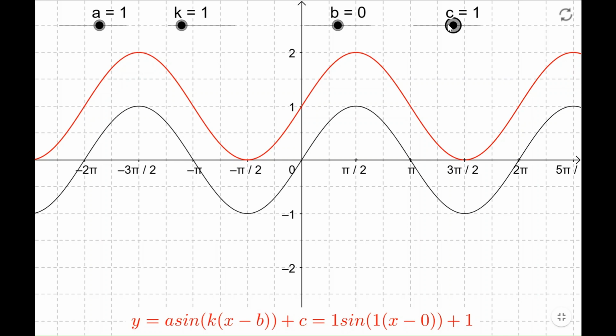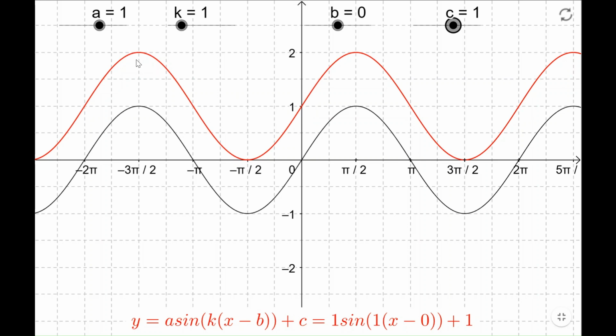To figure out the top and the bottom of the graph, remember the amplitude. The amplitude is the distance from the middle of the graph to the top and from the middle of the graph to the bottom. So if my midline is at 1 and the amplitude is 1, well, 1 plus 1 is 2, so the top of the graph is 2. And 1 minus 1 is 0, so the bottom of the graph is going to be 0.